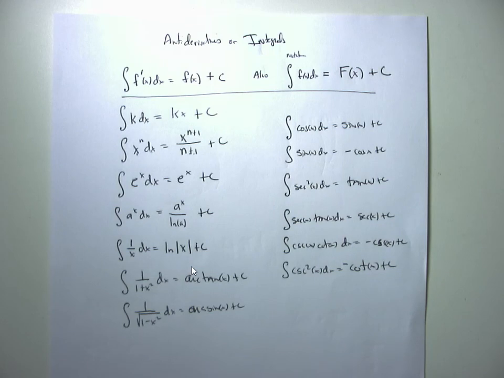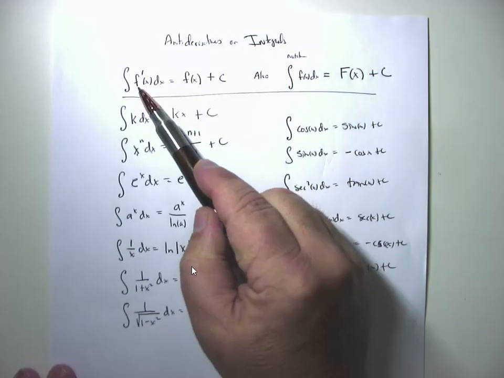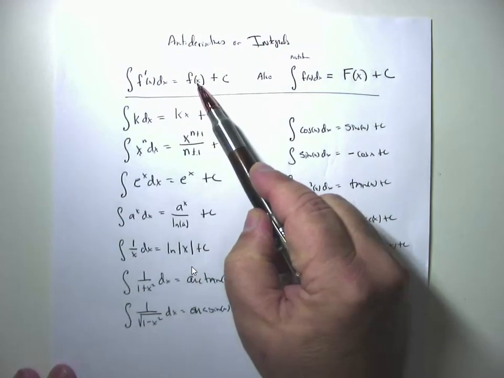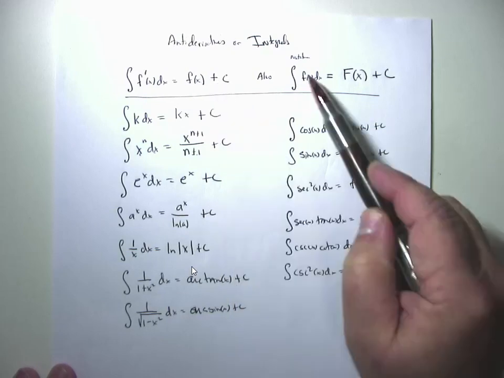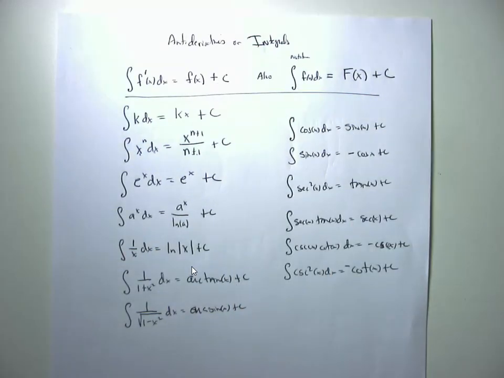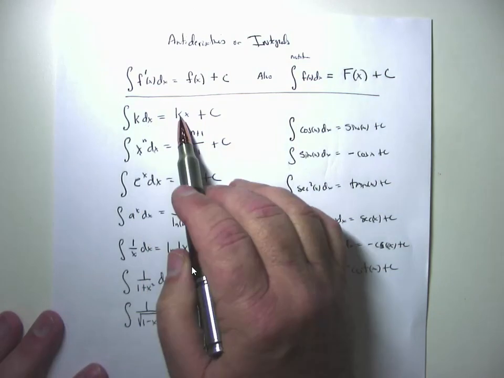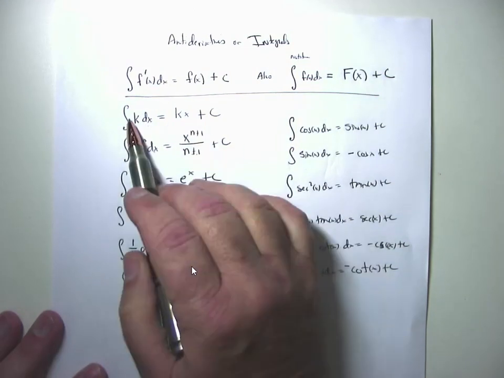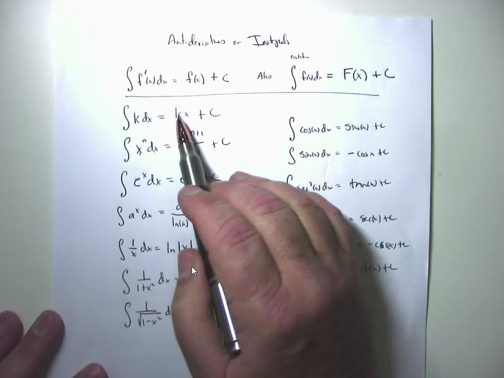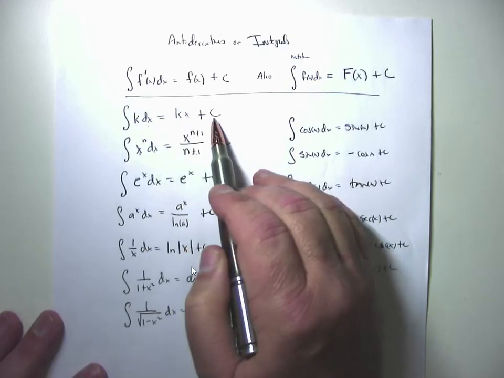So just to remind you guys, in terms of rules, the integral of the derivative is the original function up to a constant, plus c. Also, the integral of a little f of x dx, by definition, is going to be big F of x plus c. The basic rules: the integral of a constant dx will be a constant times x plus c. If it was the integral of a constant dt, that would be a constant times t plus c. Basic rule.